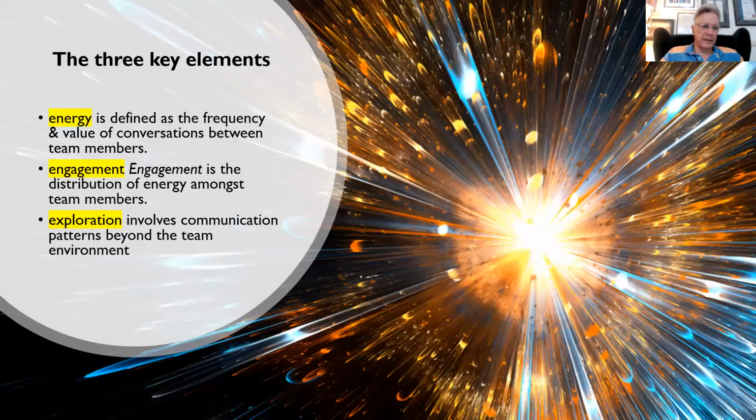So, coming to the three key elements of team, and I guess this is the key message out of our session today, in our short session, is that there are three key elements that separate a high-performing team. One is energy, another is engagement, and the third one is exploration. So what do they actually mean? Well, energy is defined as the frequency and value of conversations between team members. So high-performing teams have more informal conversations with each other, and those conversations are not what I call dehydrated conversations.